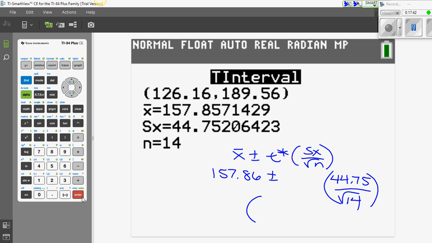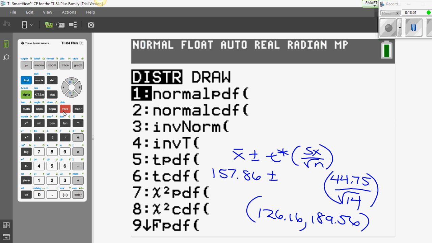You should already have written down the 126.16 to 189.56. You're just filling in the pieces of work. You guys see what I'm talking about? Okay. So how are we going to find this t star? Inverse t.